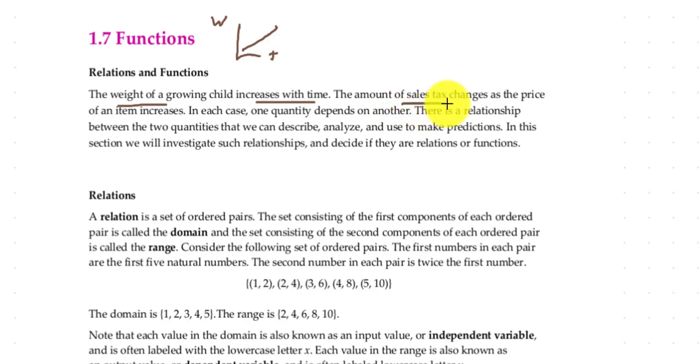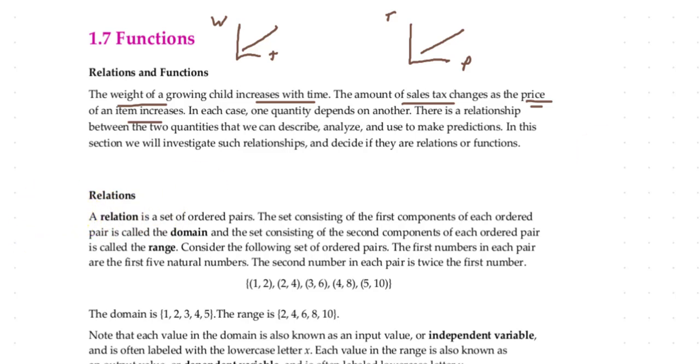Or the amount of sales tax as the price of an item increases. So I would expect as the price goes up, the tax would go up. So if I were to try to sketch a graph, if this was price and this was tax, the greater the price, the greater the tax. So it says this is some type of relationship between two quantities. Quantities were weight and time or tax and price. And there are going to be times where you want to inspect and examine these relationships or these relations.